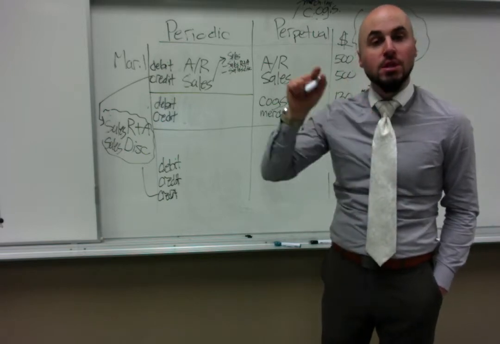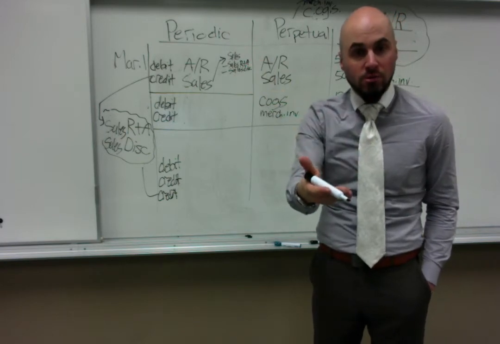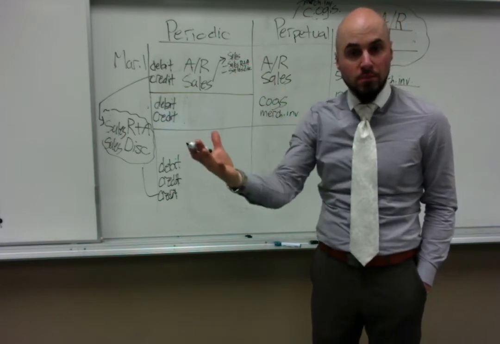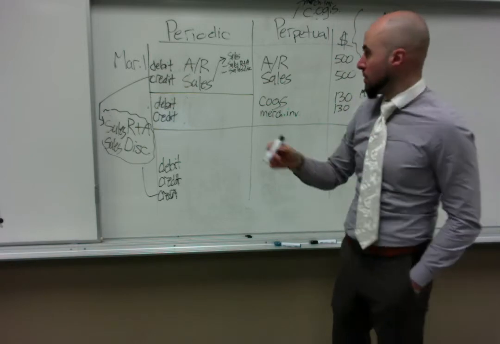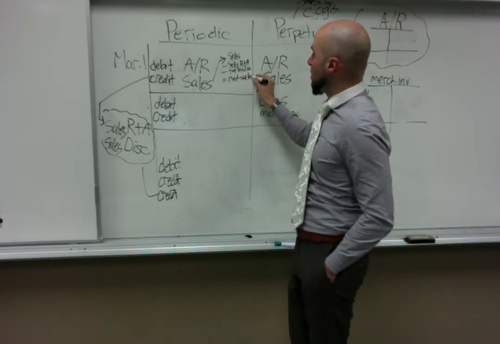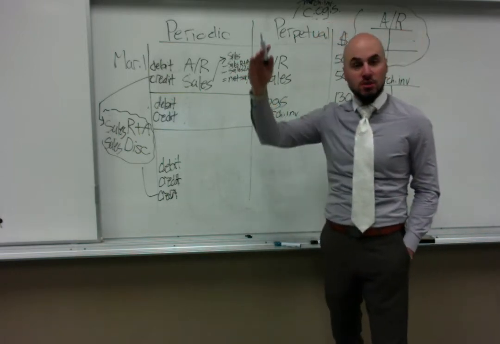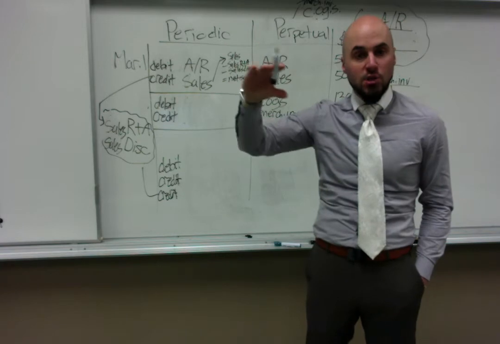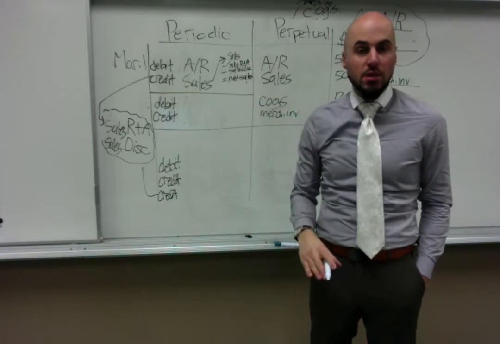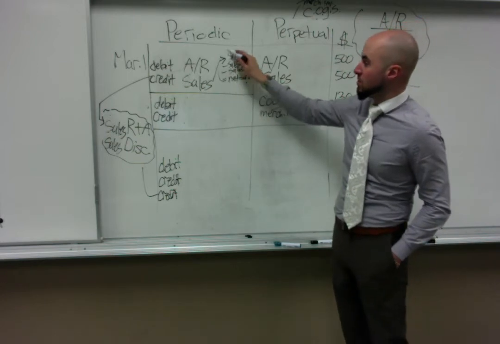Contra revenue accounts still get listed on the income statement because they are still revenue accounts, despite being contra. Good? Equals net sales. And then that net sales figure is what we continue from as we go down that income statement. So that's how you calculate net sales.